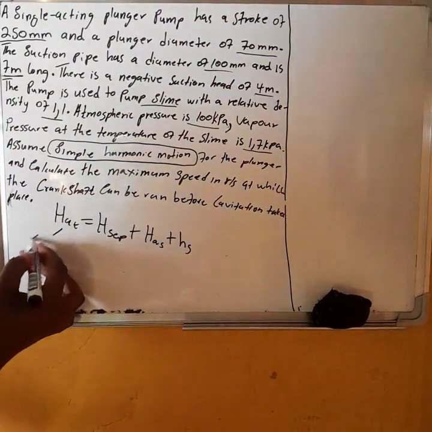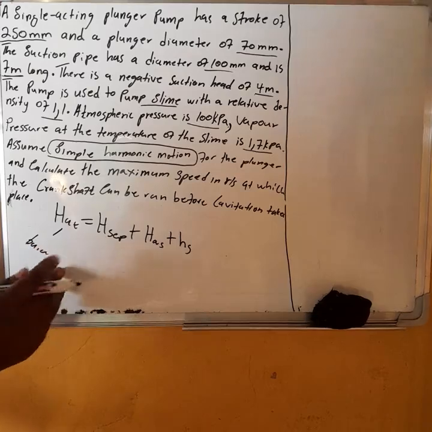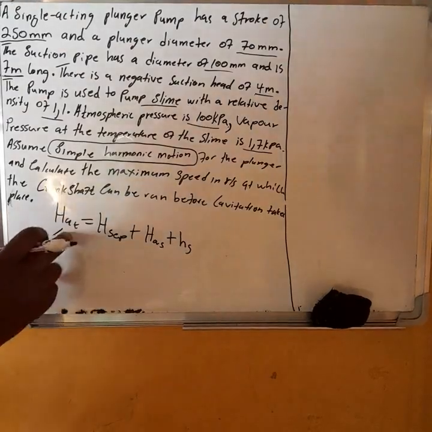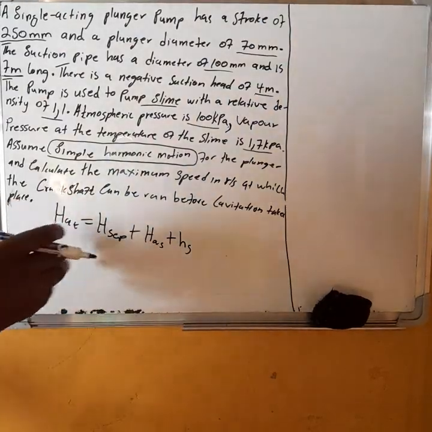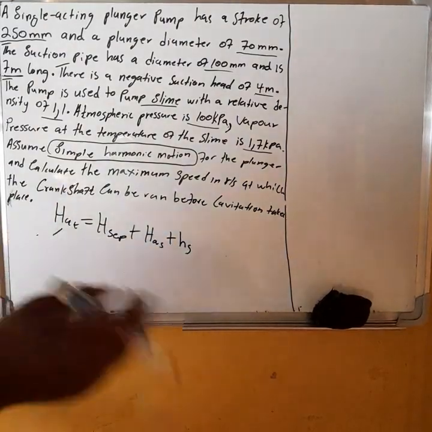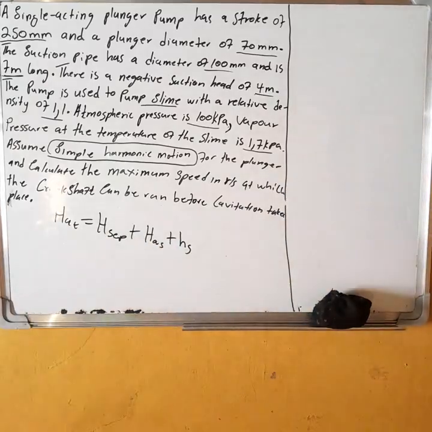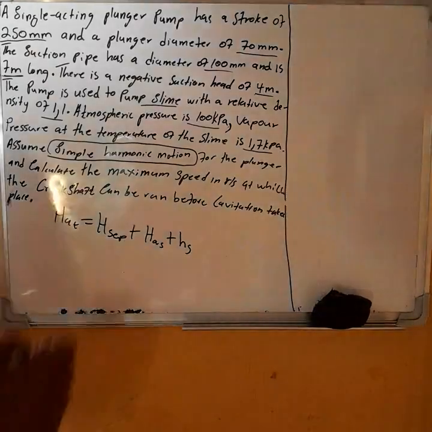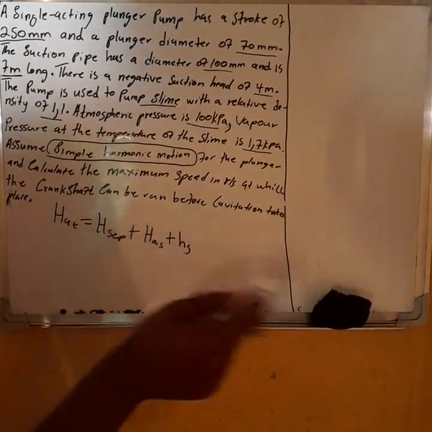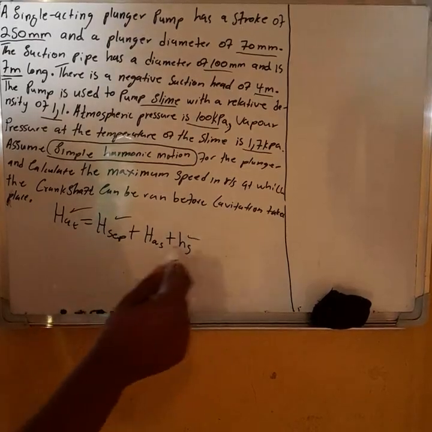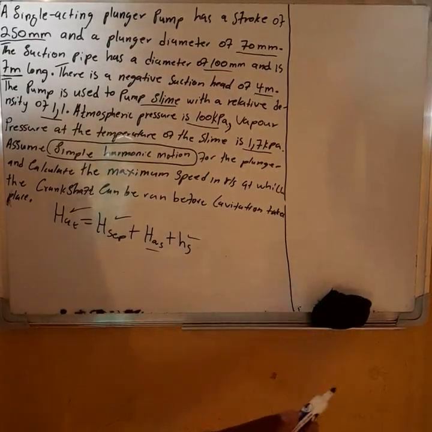Remember, this is taken from the barometric reading. We get it from the atmospheric pressure head, which is obtained from the barometric reading. Even if we're given a barometric reading, we are supposed to have this head. We want H_sep, so we make it the subject of the formula.